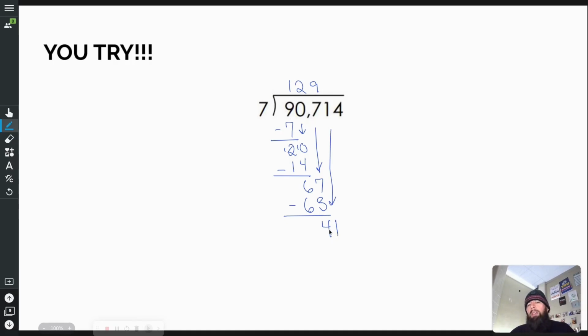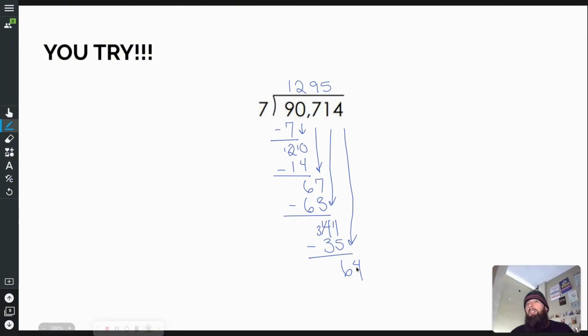7 times what is 41? Well, 7 times 6 is 42. That's high. So we'll do 5, because 7 times 5 is 35. And when I subtract them, I'm in good shape. So borrow from the 4, make it a 3. 11 minus 5 is 6. You get nothing. Drop down the 4.